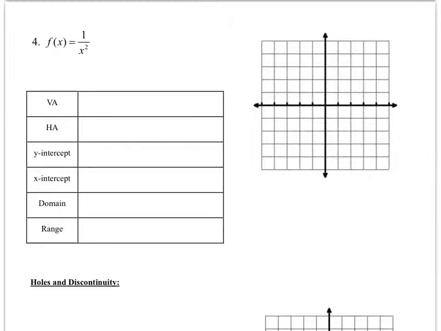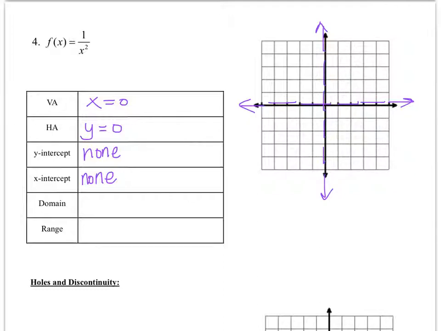Okay, so I'm going to have you guys pause the video, and I want you to find all of the information in this table and go ahead and try and sketch the graph. Alright, we're going to find that the vertical asymptote occurs at x equals 0, and this is because the denominator cannot equal 0. When we graph our asymptotes, remember that we want to use a dotted line. Our horizontal asymptote will be at y equals 0. This is because the degree of the numerator is less than the degree of the denominator.